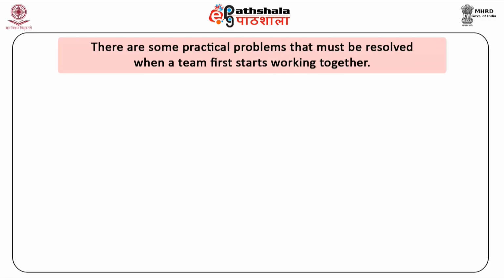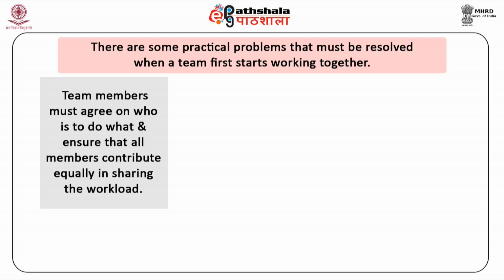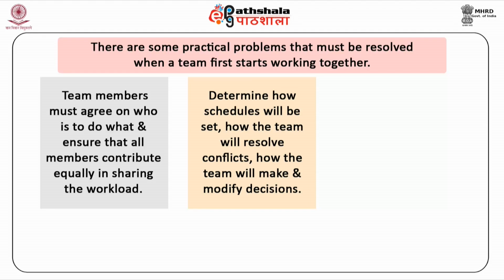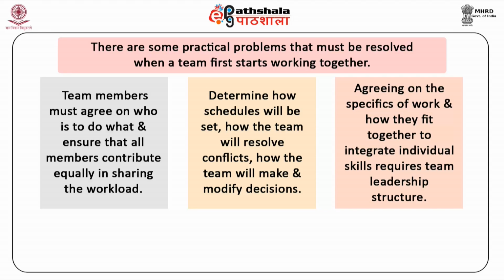There are some practical problems that must be resolved when a team first starts working together. Team members must agree on who is to do what and ensure that all members contribute equally in sharing the workload. The team also needs to determine how schedules will be set, what skills need to be developed, how the team will resolve conflicts, and how the team will make and modify decisions. Agreeing on the specifics of work and how they fit together to integrate individual skills requires team leadership and structure. This, incidentally, can be provided directly by management or by the team members themselves.